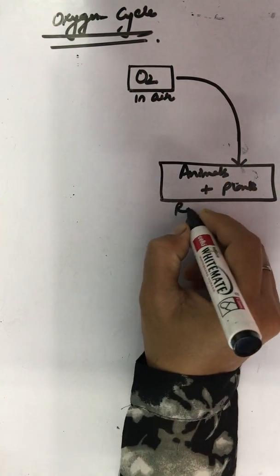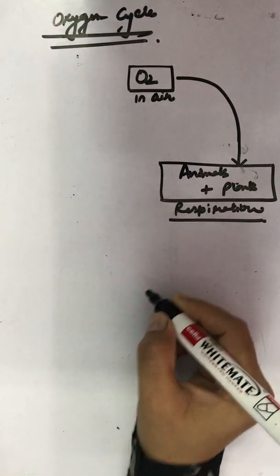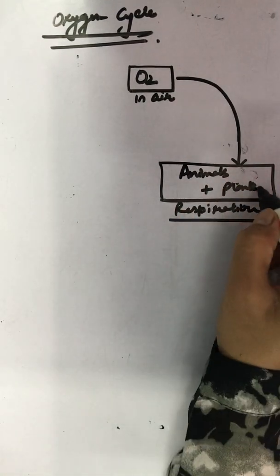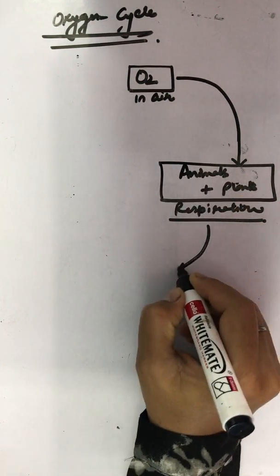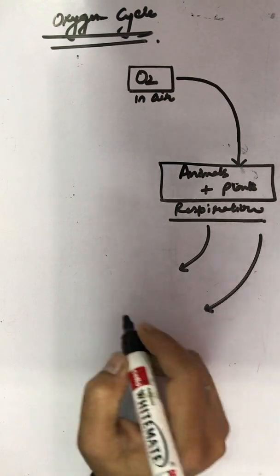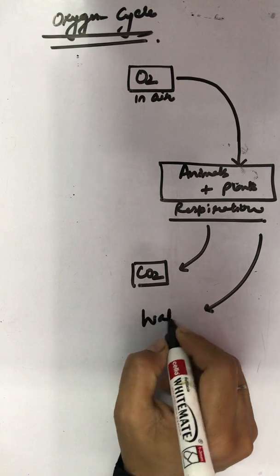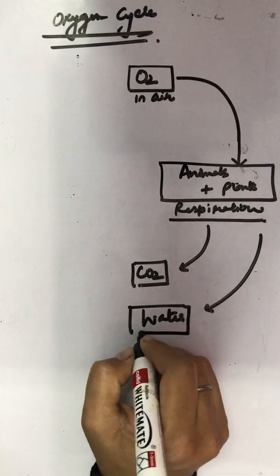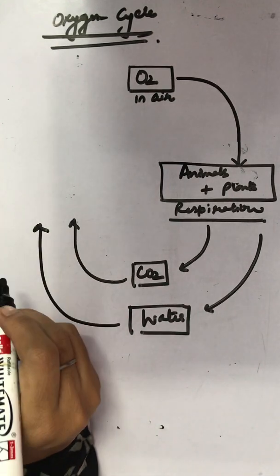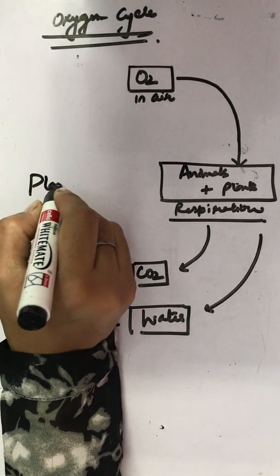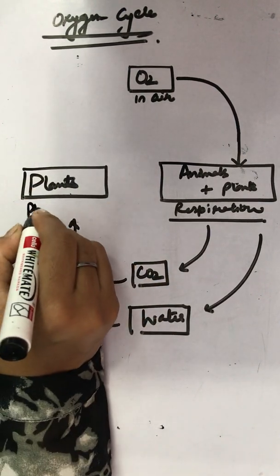If we say the process of respiration is taken up here, then it is taken up by animals also, and plants do take up during the process of respiration. Then what are the products which are released? The products released are CO2, carbon dioxide, and water. Are these products being utilized anywhere? Yes, only by the plants, not animals, for the process of photosynthesis.